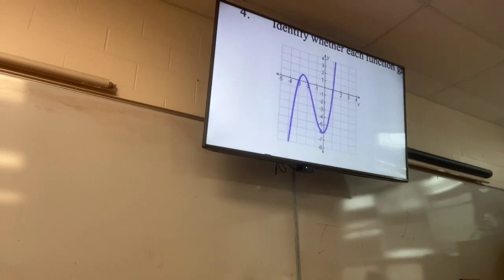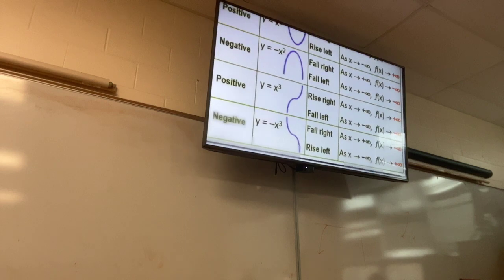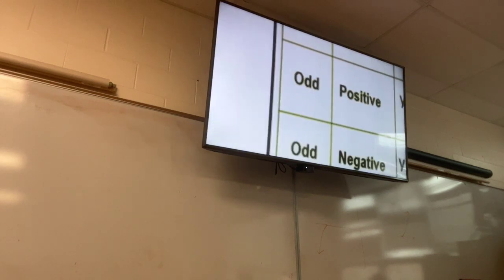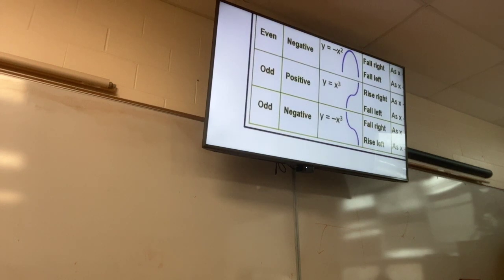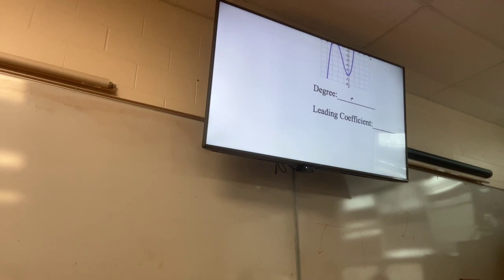We're going down on the left, right, and then up on the right. So fall left, rise right. What does it say? It says my degree is odd, and my lead coefficient is positive. So we have odd, positive.